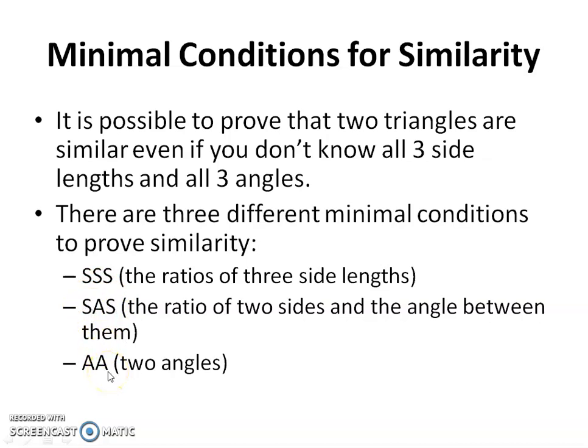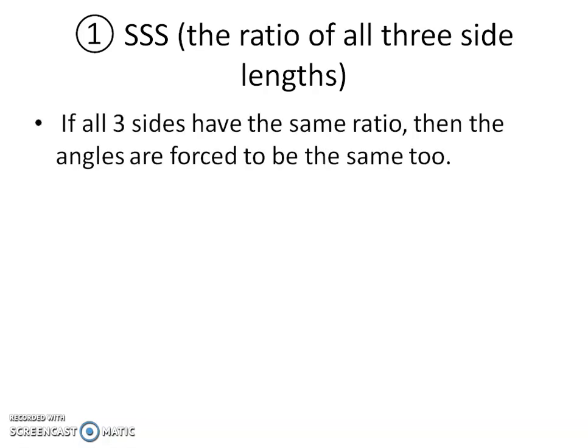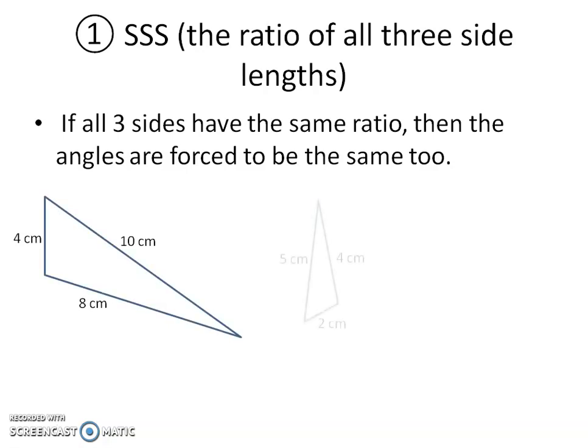Or if you simply know the two angles are the same. I'll take you through why that is and kind of what that looks like really quickly. First, all three side lengths. So if the ratio is the same, it forces the angles to be the same too. And how would you check that if you didn't know the angles?